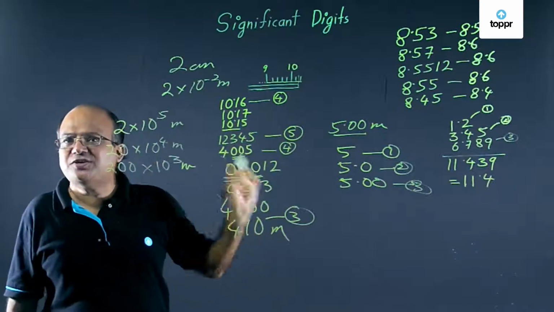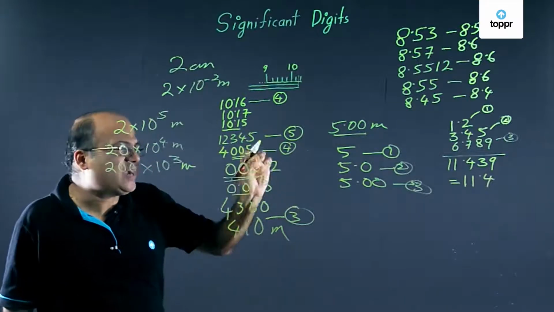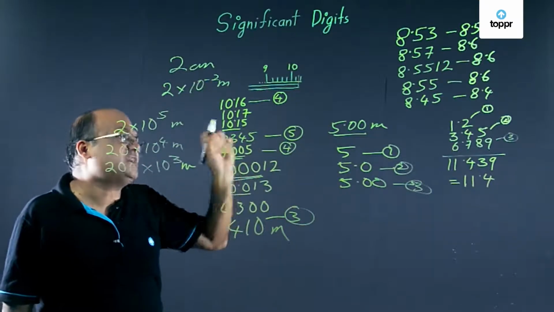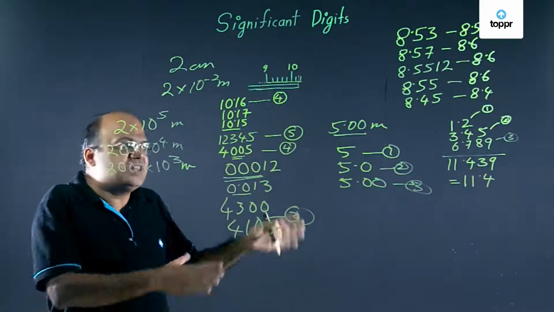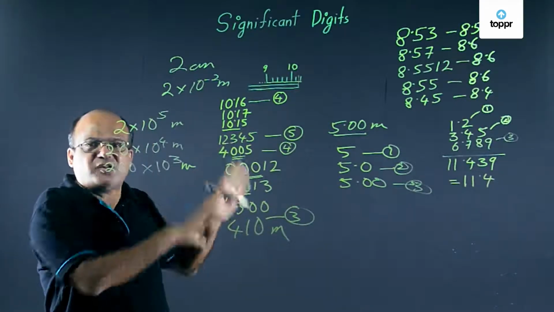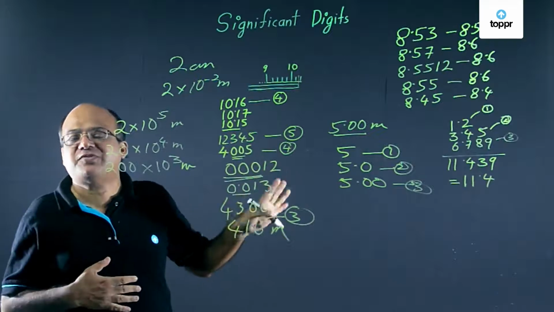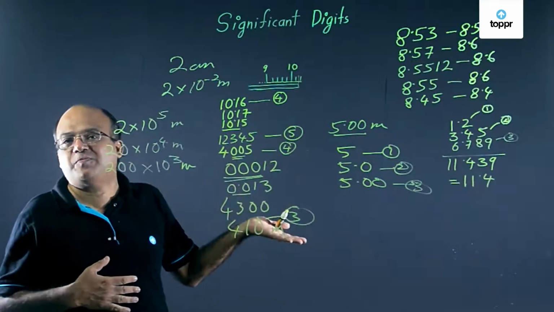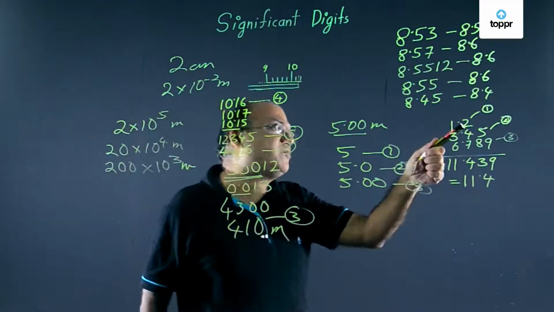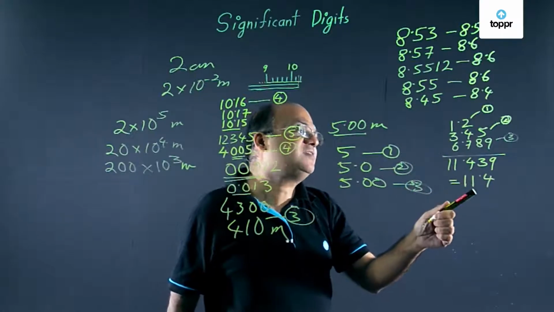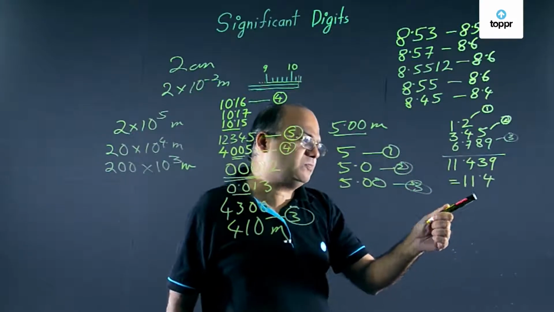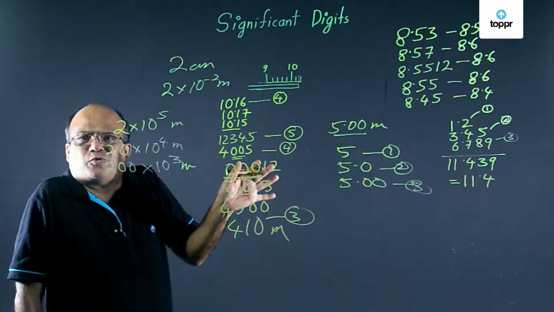So the rule for addition and subtraction is, look at the number with the least number of significant digits after the decimal point. The final answer should also have the same number of significant digits after the decimal point. So this was the least accurate reading, only one significant digit after decimal point. Final answer is 11.4. Now there are two ways of doing this.